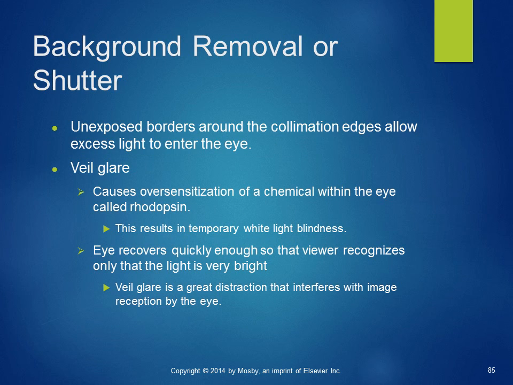Background removal or shutter. Underexposed borders around the collimation edges allow excess light to enter the eye. So we've discussed in the past veil glare, and this still occurs in digital systems. It causes oversensation of a chemical within the eye called rhodopsin. This results in temporary white light blindness. The eye recovers quickly enough so that the viewer recognizes only that the light is very bright. Veil glare is a great distraction that interferes with image reception by the eye.